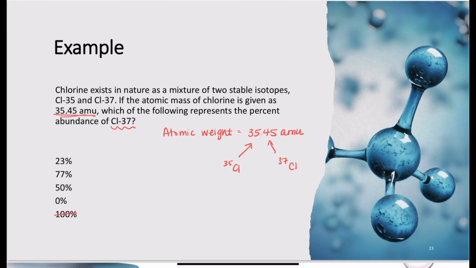Well, it's definitely not 100% because the answer is not 37. It's definitely not 0% because the answer is not 35. It's not 50% because the answer would be 36. It's not 77% because the answer would be closer to 37 than 35. So the answer must be chlorine-37 has a percent abundance around 23%, which is why it's closer to 35 than even 36.